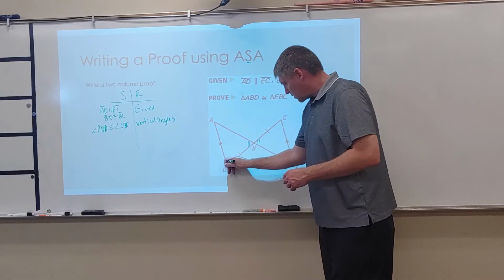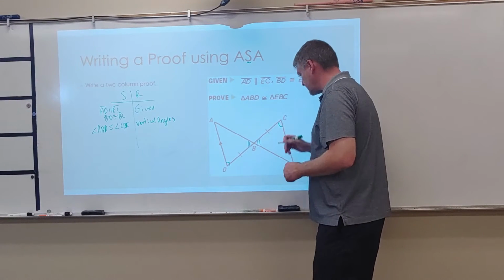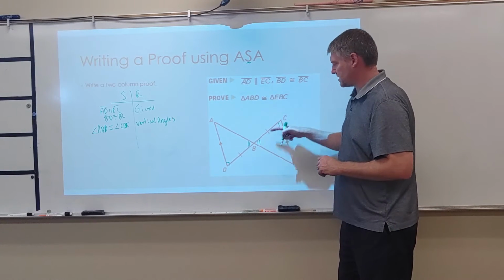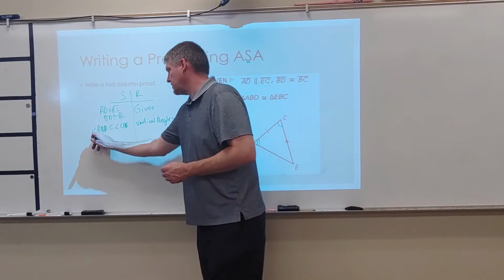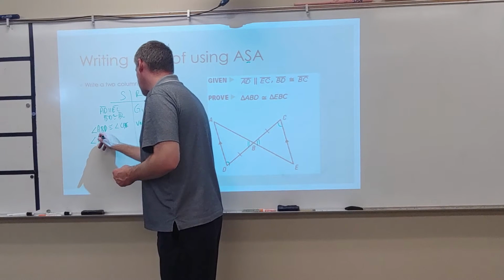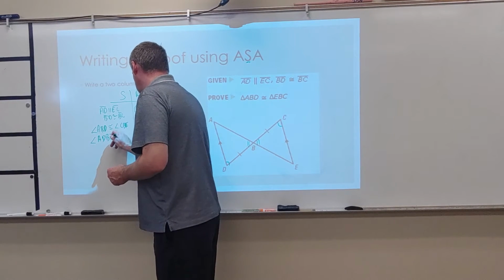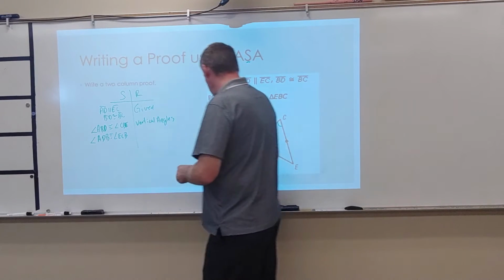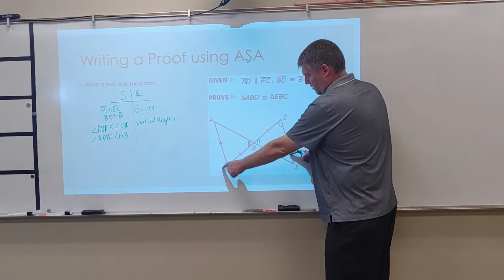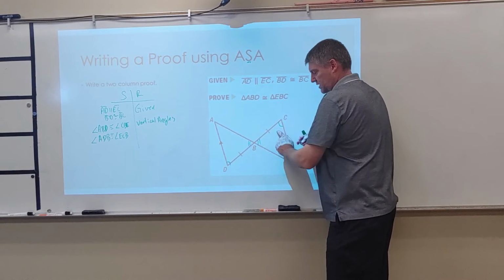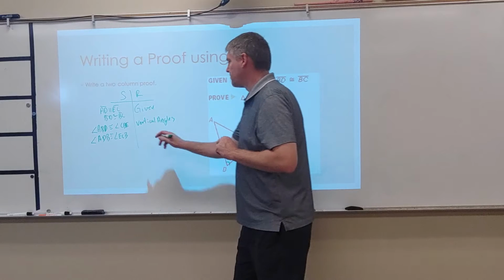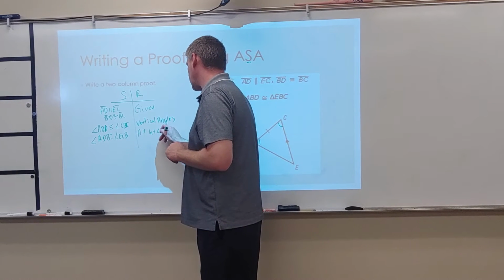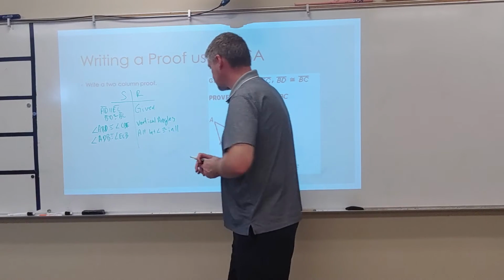Okay? Now, what about this angle right here, D and C? Do I know angle ADB is congruent to angle ECB? Okay? So I need to have this. Angle ADB is congruent to angle ECB. And why are these congruent? What's unique about parallel lines and this line here? Well, notice that these are alternate interior angles. So alternate interior angles are congruent in parallel lines.